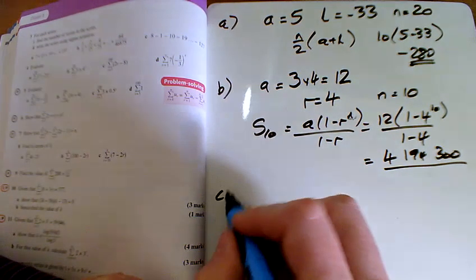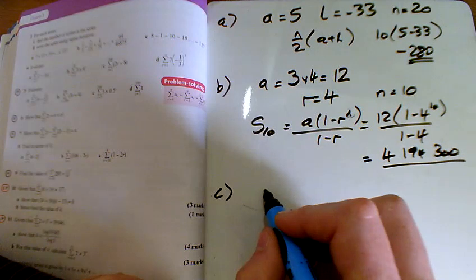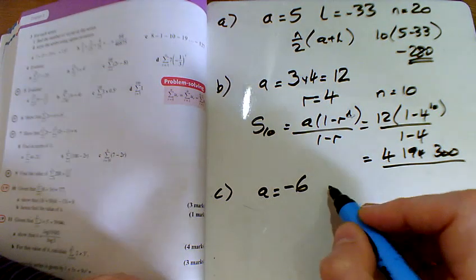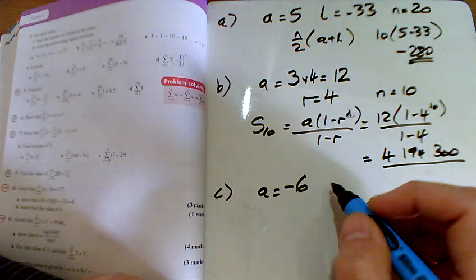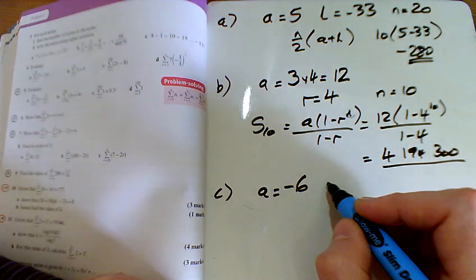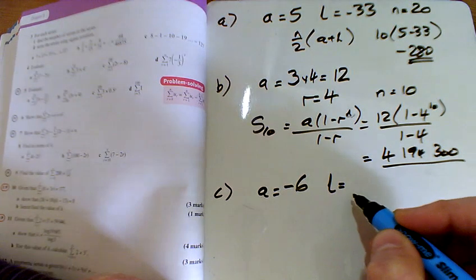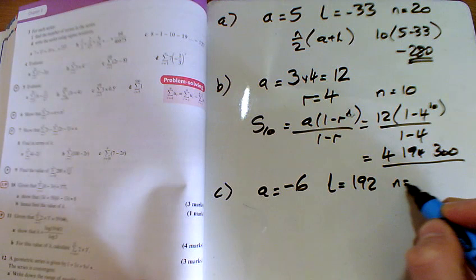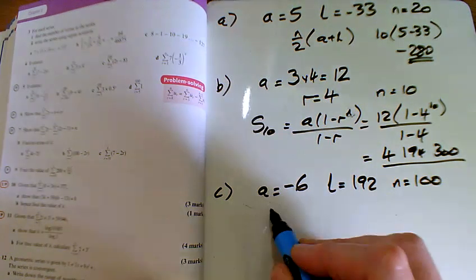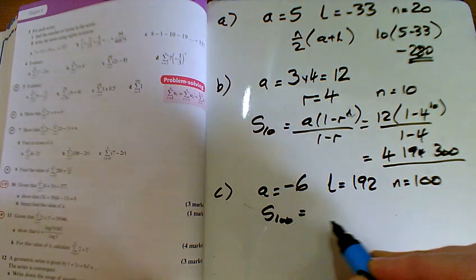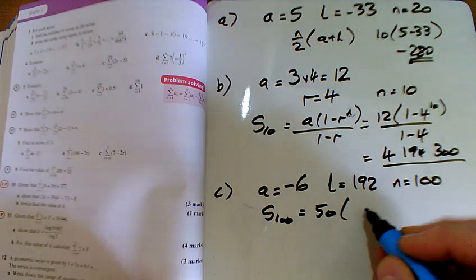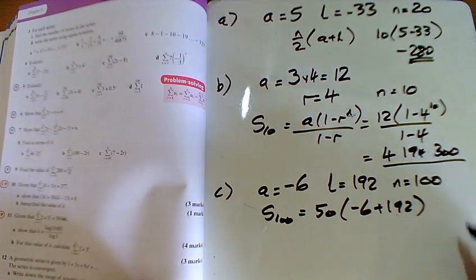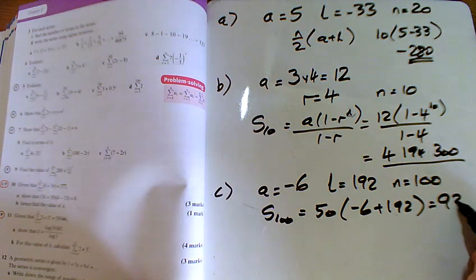Part C, we've got another arithmetic progression here. The first term here, by putting a 1 in, makes minus 6. The last term, by putting 100 in, 200 take away 8, is 192. And we've got 100 terms there because n is 100. So the sum of 100 of them here is 50 lots of minus 6 plus 192, and that gives us 9,300.